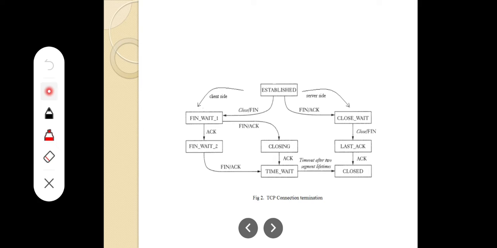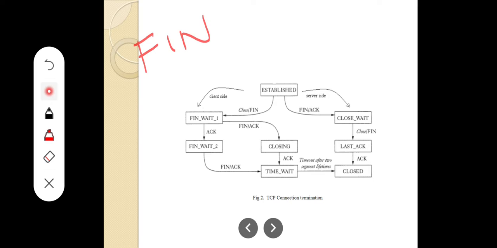Initially both of them, the client and the server, are in the established state. The first case is the client first initiating the connection disconnection request. For that, the client will be giving a FIN message. We have already learned that FIN message. When the client gives the FIN message, it will be moving to the fin wait 1 state.